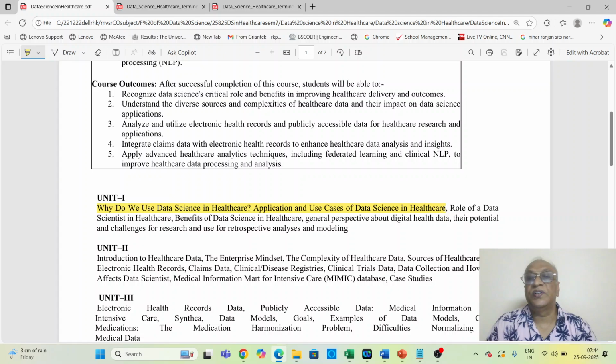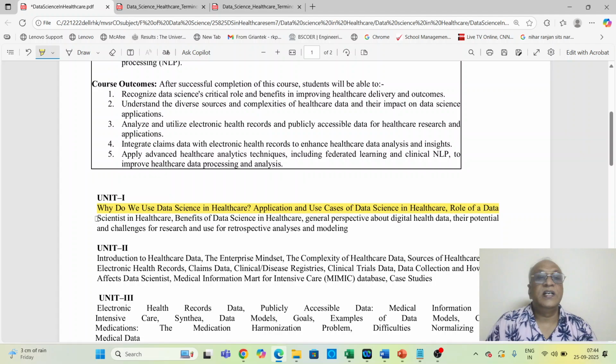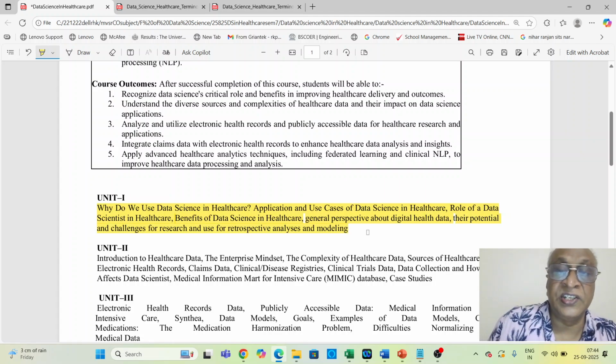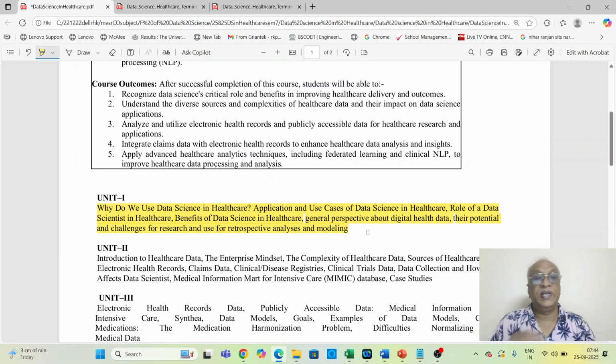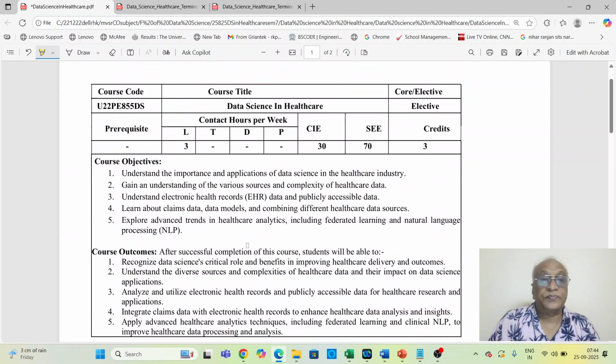Applications and use cases of data science in healthcare. Role of a data scientist in healthcare. Benefits of data science in healthcare. General perspective about digital health data. Their potential and challenges for research and use for retrospective analysis and modeling. So basically we are focusing on the unit 1 in brief.